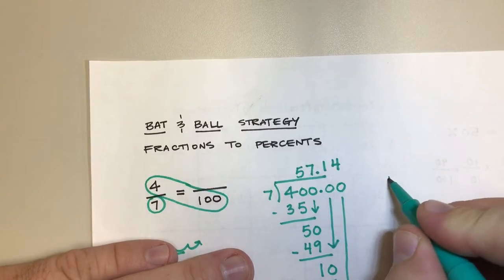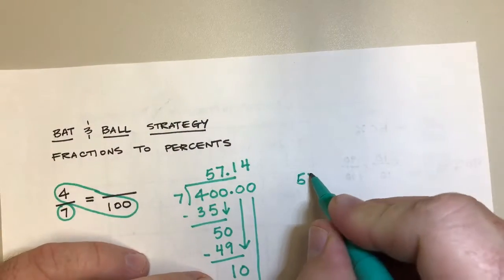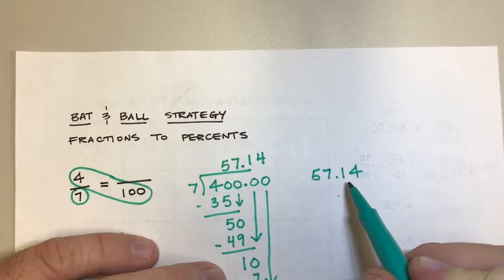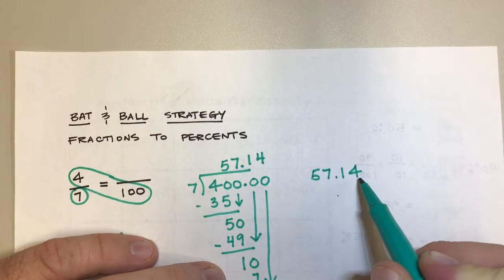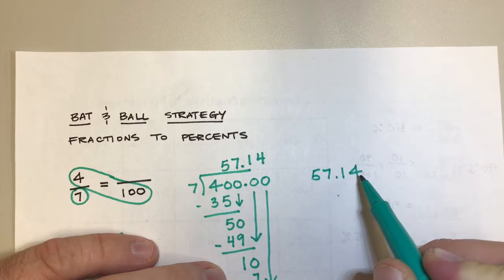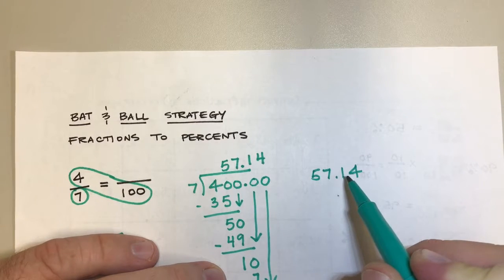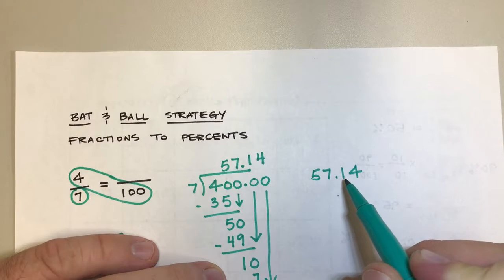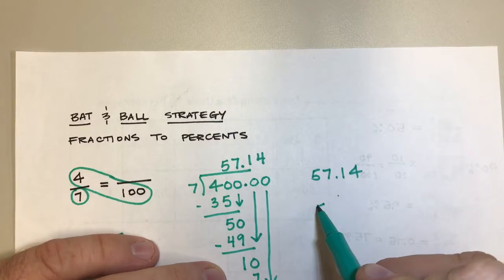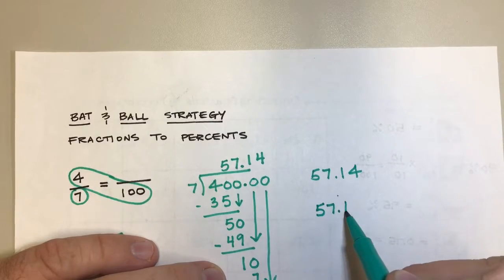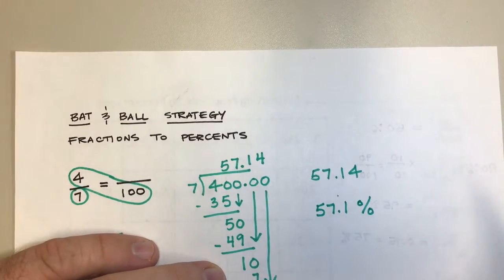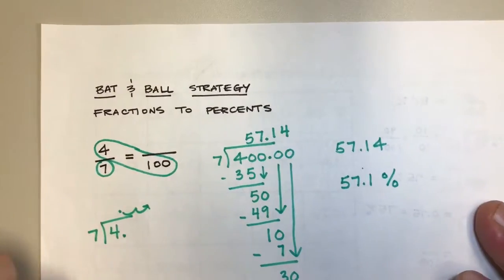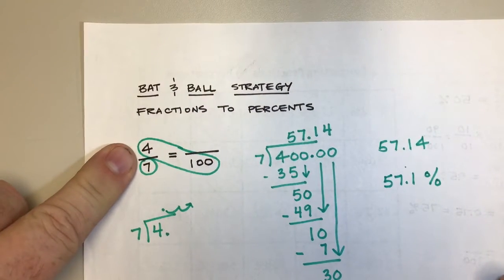57.14, so we can take our 57.14 and round to the nearest 10th place by looking at the digit in the hundreds place. If this was 5 or more, we could change this to a 2, but it is 4 or less, so we're going to let this rest, as we say, and stay where it is. So 57.1%, and that is the percentage of the fraction 4/7.